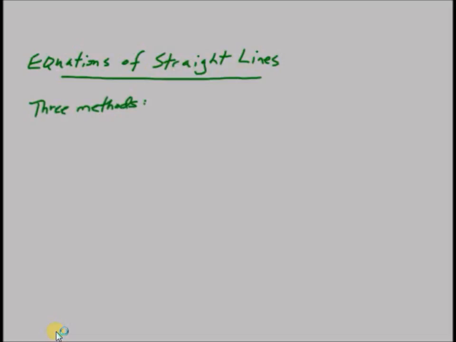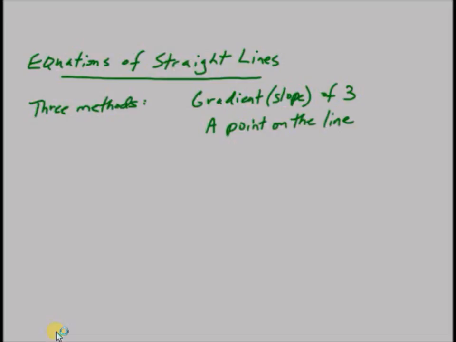And our question is that we have a gradient, that means slope, same thing, of 3, and a point on the line is -1, 5. Okay, so this is just a question, 3 different ways of approaching it.